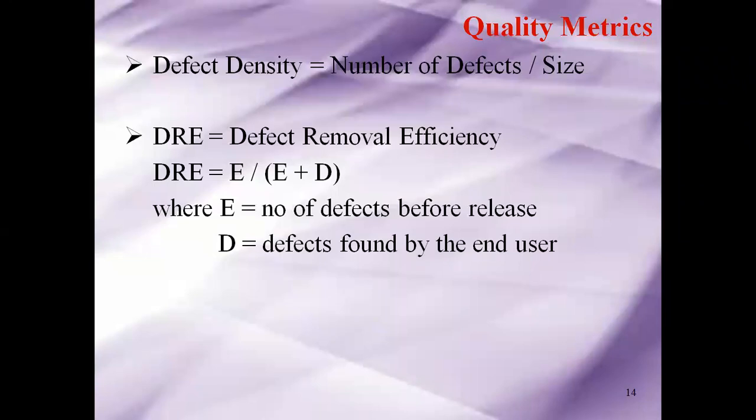So the defect removal efficiency is the number of defects before release divided by E plus D. The end user will also raise defects, so you have to take all of them together into consideration, which will give you the total size. Any doubts so far? Can I proceed?